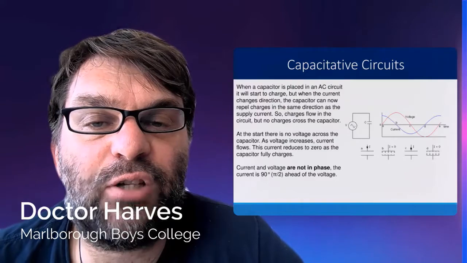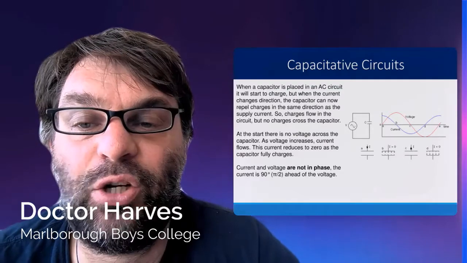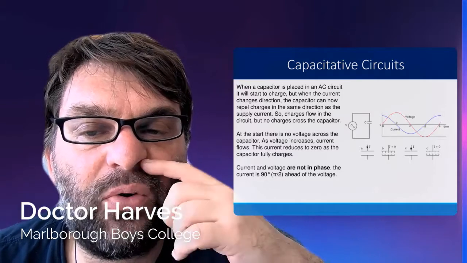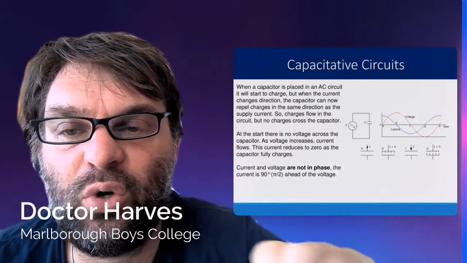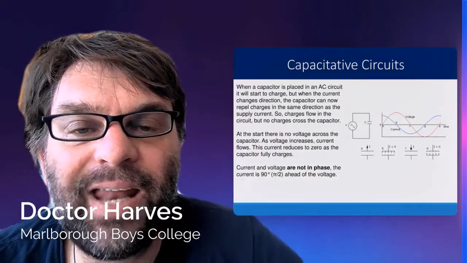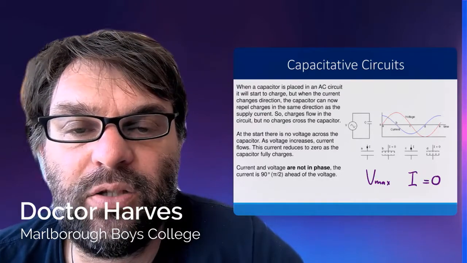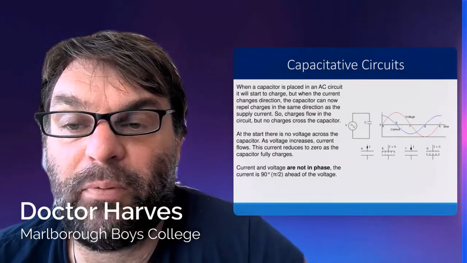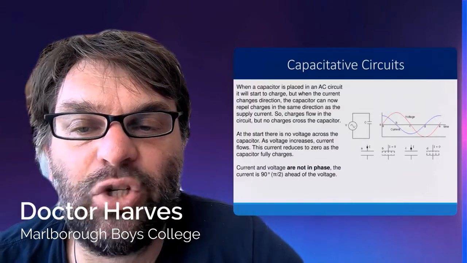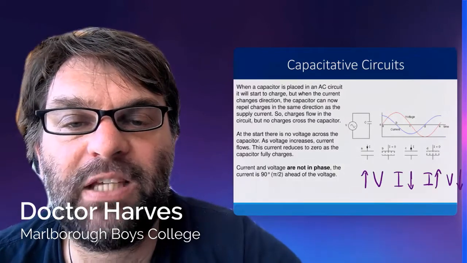Okay, so charges flow in the circuit, but no charges actually cross the capacitor because now you've got that repelling as the charges build up. At the start, there is no voltage because there's no potential difference. No charges are being formed on each side of the capacitor plates. But as the charge begins to flow, the voltage increases and current begins to flow. Then, because you've got this buildup of charge on the plates, the current reduces to zero as the capacitor fully charges. So when you've got maximum voltage, you've got zero current. When you've got zero voltage, you've got maximum current.